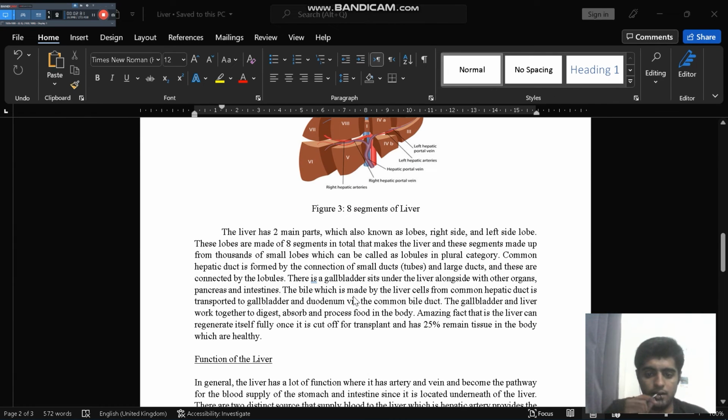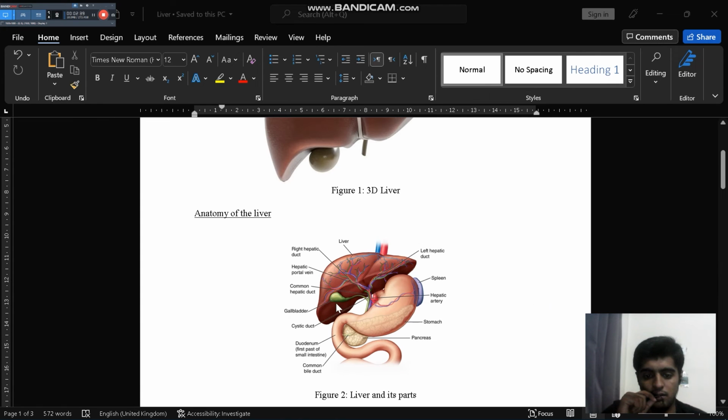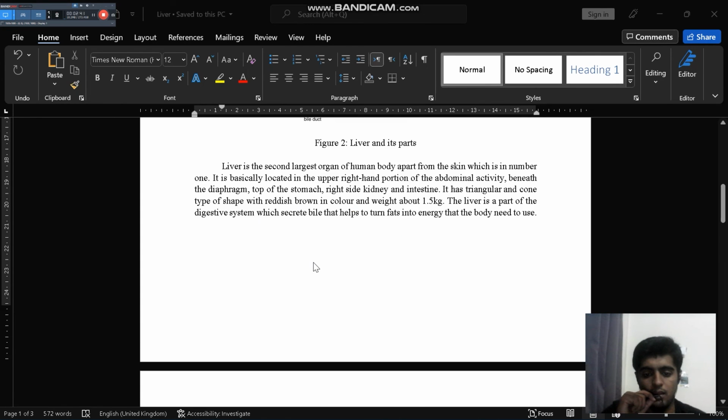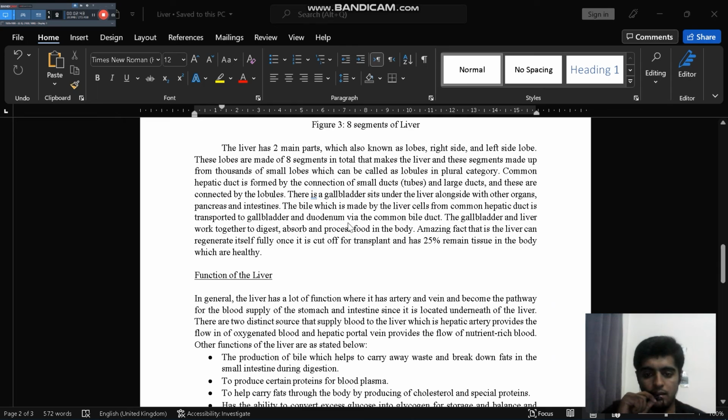That is the gallbladder, which sits under the liver alongside the other organs, the pancreas and intestine. As told earlier, this is the gallbladder here. The bile, which is made by the liver cells, comes from the common hepatic duct and is transported to the gallbladder and duodenum via the common bile duct. The gallbladder and liver work together to digest, absorb, and process food in the body.